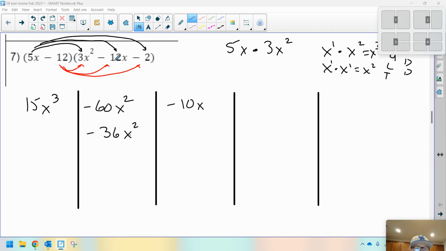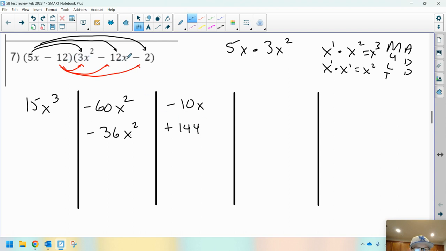Negative 12 times negative 12. Negative times a negative is a positive 144. Negative 12 times 1x is just going to bring down 1x. And negative 12 times negative 2 is a positive 24. So we're going to add up the columns.